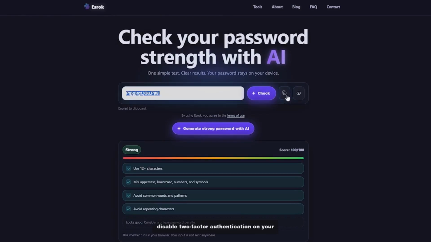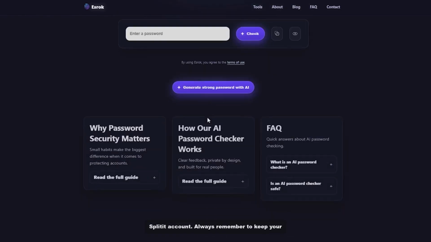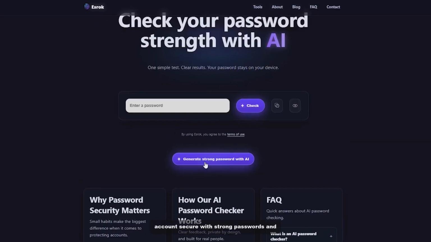By following these steps, you can easily disable two-factor authentication on your Splitit account. Always remember to keep your account secure with strong passwords and other security measures.